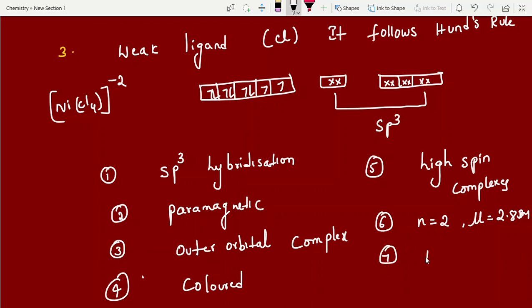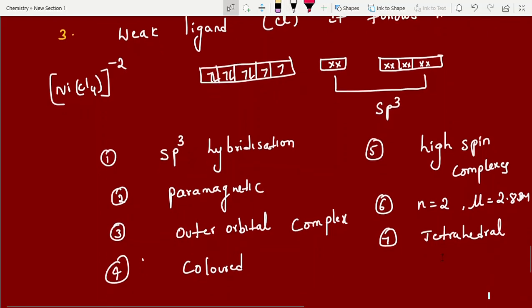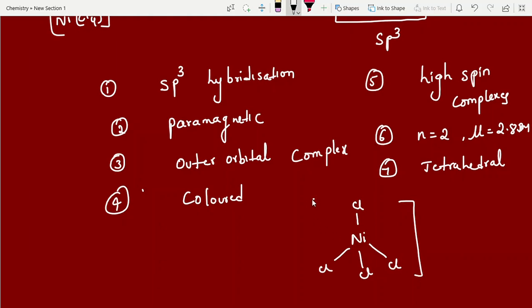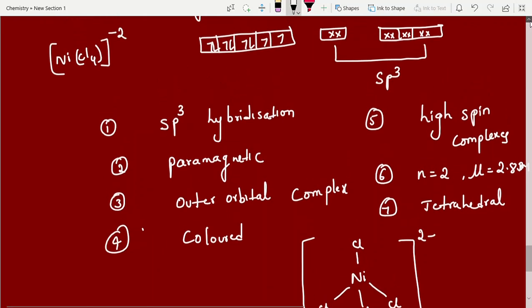Then the seventh point, it is tetrahedral shape. Tetrahedral shape. I am going to draw the structures also now. Even the above cases we can draw. Tetrahedral, nickel is the central atom. Here chlorine, here chlorine, here chlorine, here chlorine. That's it. We have to write the charge of this tetrahedral. Is it clear? Even the above examples, try to draw the structures.